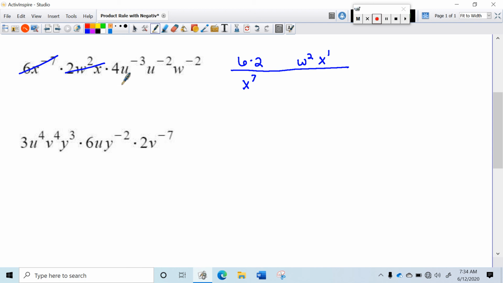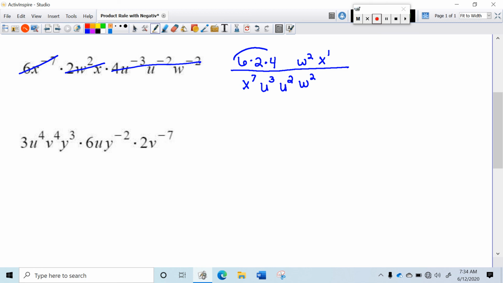Okay, that one's finished. Then I have a 4. This is why I left space. And the u has a negative exponent, so I'm going to move it to the bottom. Take the negative away, so u cubed. Then u to the negative 2. That's also a negative exponent, so it's also going to go to the bottom. W to the negative 2, that's a negative exponent, so it's going to go to the bottom. So that took care of all of those.